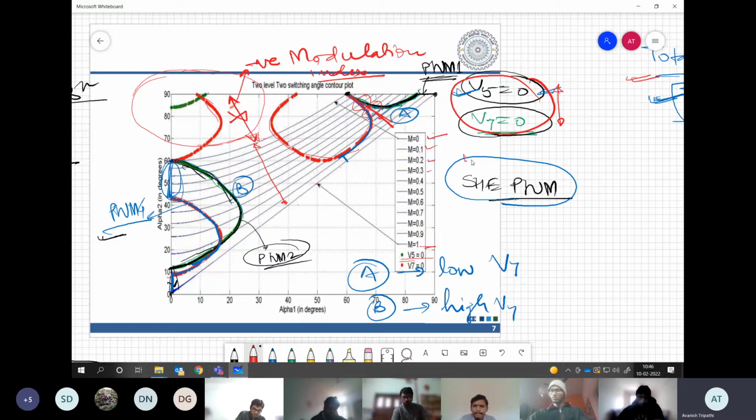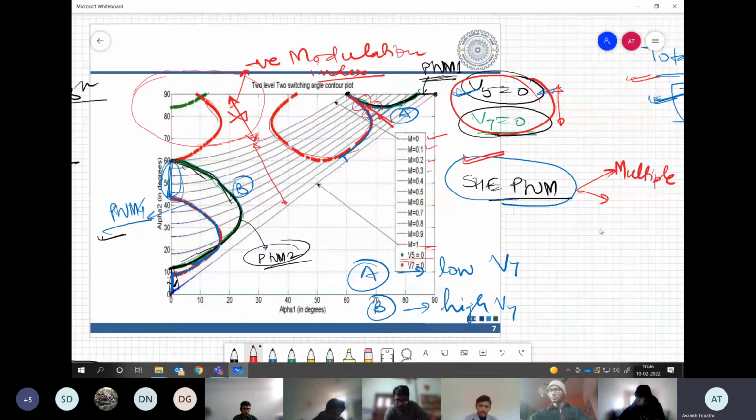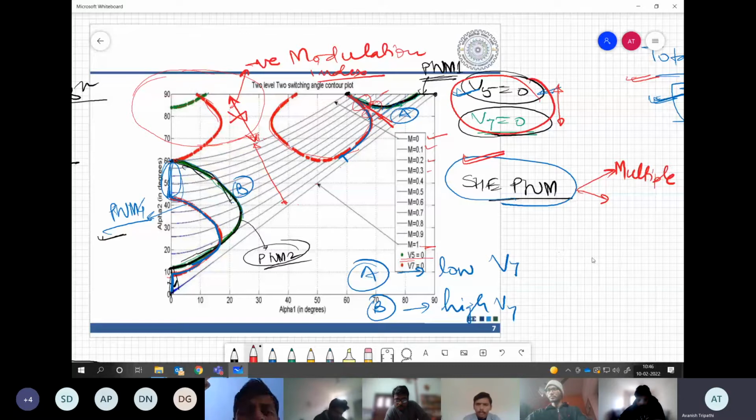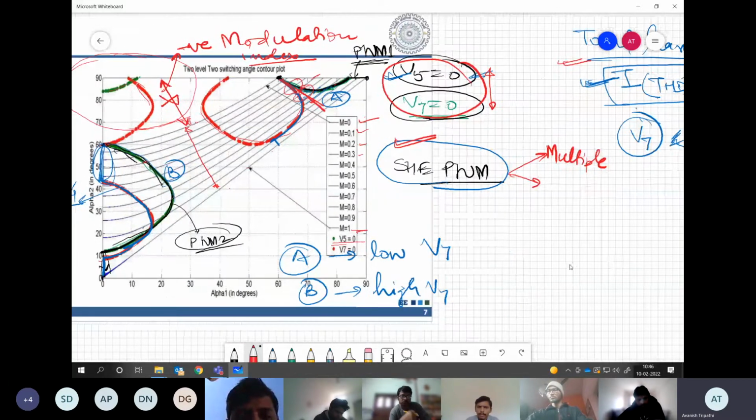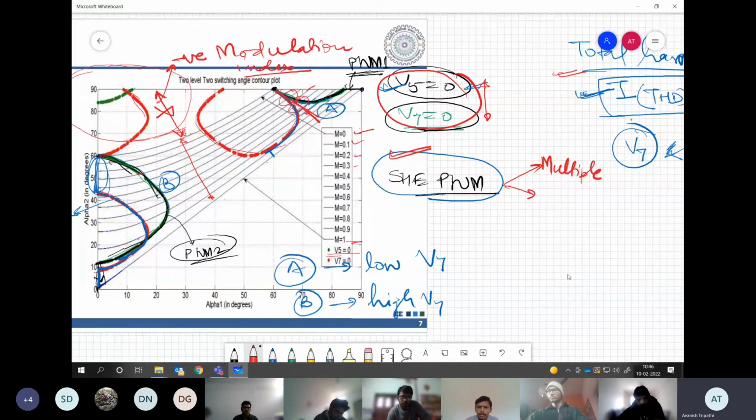So this is where the limitations of SHE PWM started coming up. What are the limitations? The first is that it is giving multiple solutions corresponding to any modulation index. If you take, for example, 0.4, then one solution is here, another solution is maybe here. Understanding my point? Why is this a limitation? Because the solution is not unique, so you need to choose. You need another factor on top of your solution, which will decide which one is better. So this is one limitation.